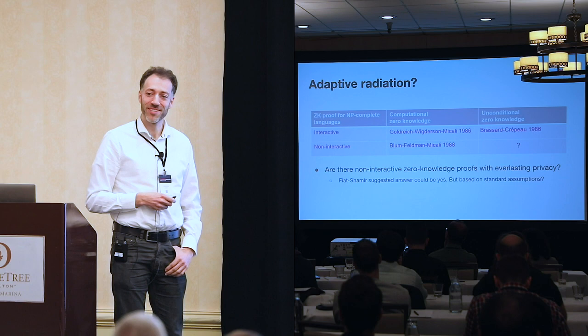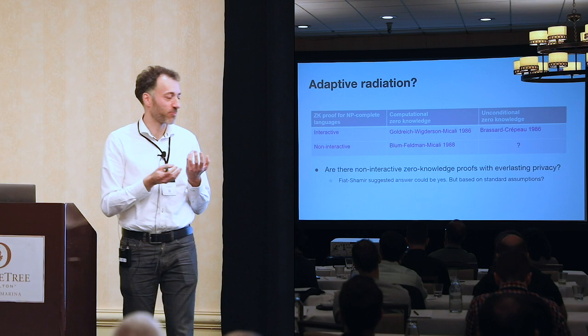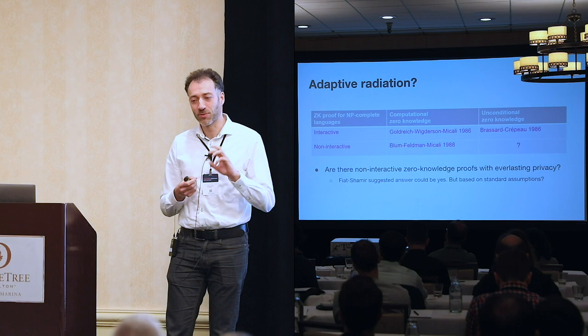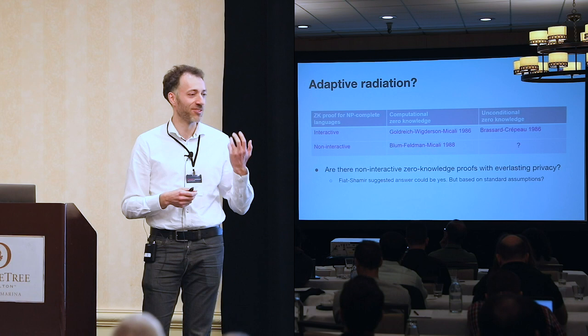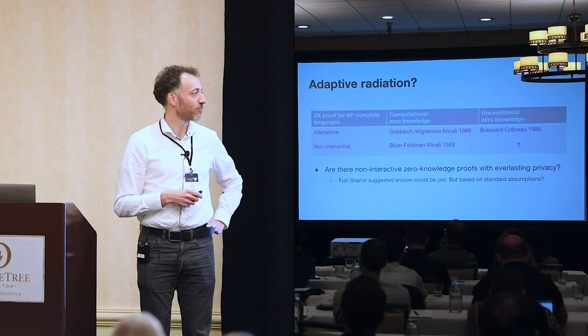Of course, there were hints that you could get unconditional zero knowledge because Fuchimir suggested that. With the Fuchimir model, you can get that. So the question we were really interested in was whether you could do this from some standard assumption, because we know that there are some weaknesses with the random oracle model. Yale, for instance, has shown examples of identification protocols that just break down in the random oracle model.